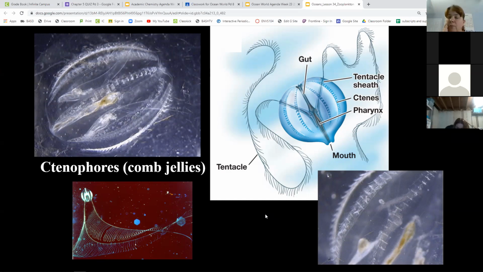And a lot of people at the beach, if they don't know the difference between a jellyfish and a comb jelly, they'll panic because they'll think they can't get in the water. But in fact, these guys are really safe. They can't hurt you at all.